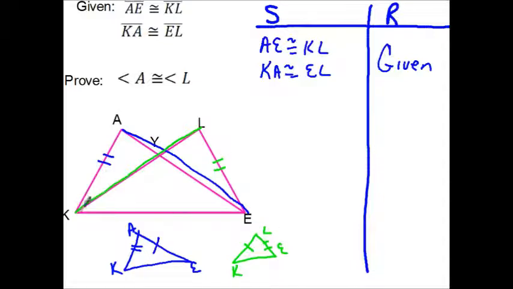Now, what I see down here is that both triangles have an overlapping bottom. The distance from K to E is exactly the same, therefore it's going to be reflexive. I'm going to say KE is congruent to KE. The reason? Reflexive. Put in my markings.